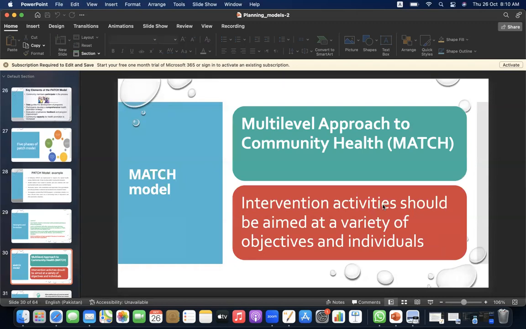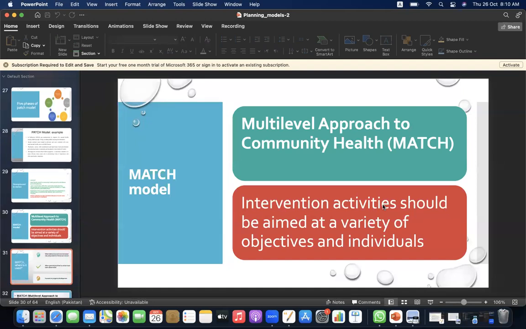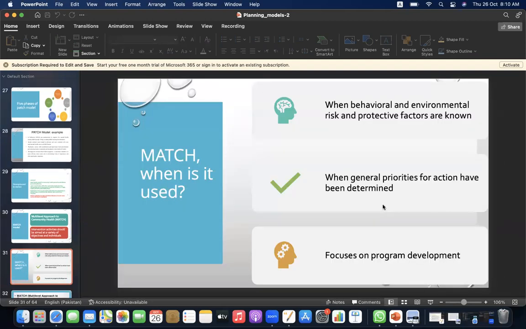Now, the third model is the MATCH model, which is the Multilevel Approach to Community Health. Intervention activities should be aimed at a variety of objectives and individuals. We should know when we have to use this model: when behavioral and environmental risk and protective factors are known, when general priorities for action have been determined, and it focuses on program development.